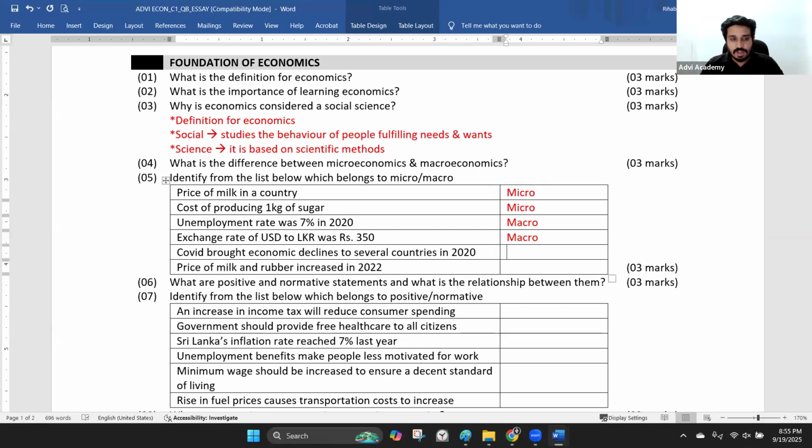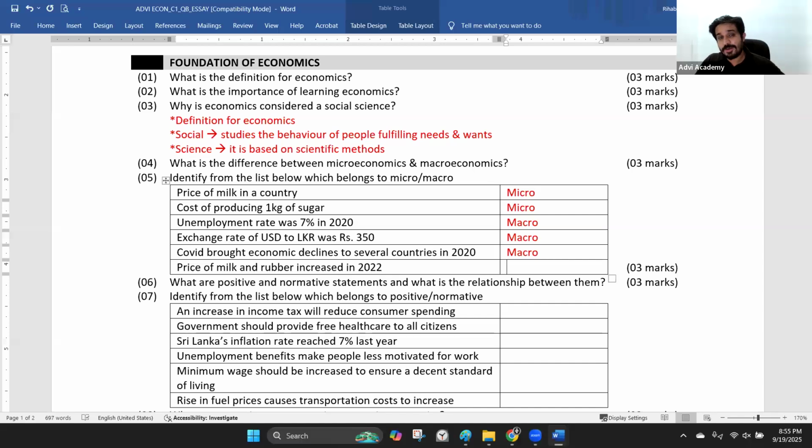What about COVID? COVID brought economic declines to several countries in 2020. So economic decline is again a country level problem. It's the aggregate of everything, right? Again, that is macro. And the last one, price of milk and rubber.